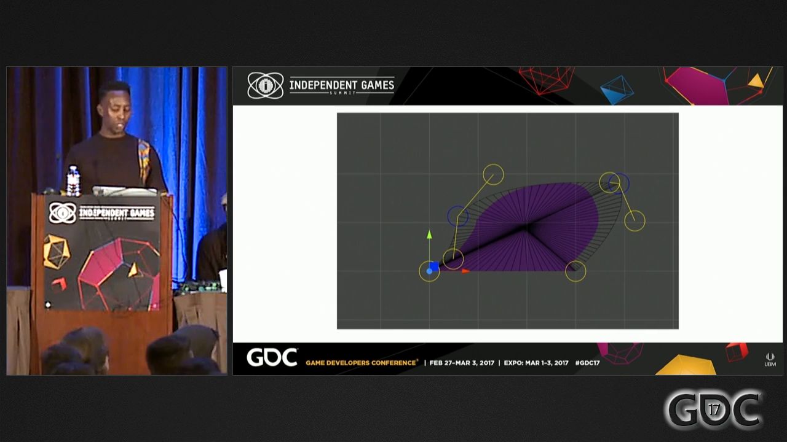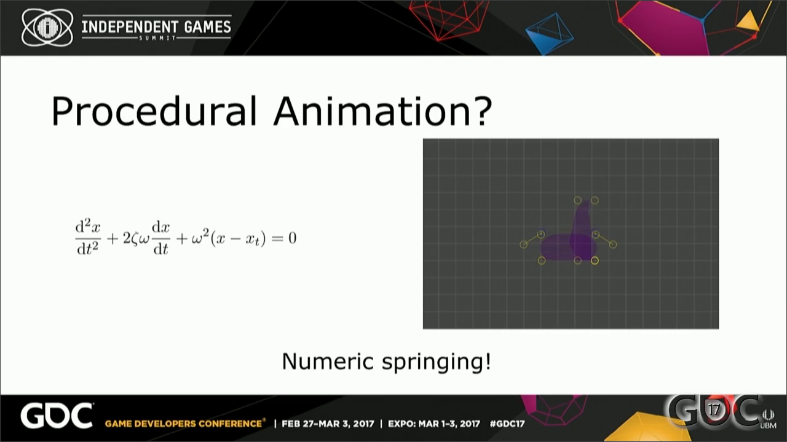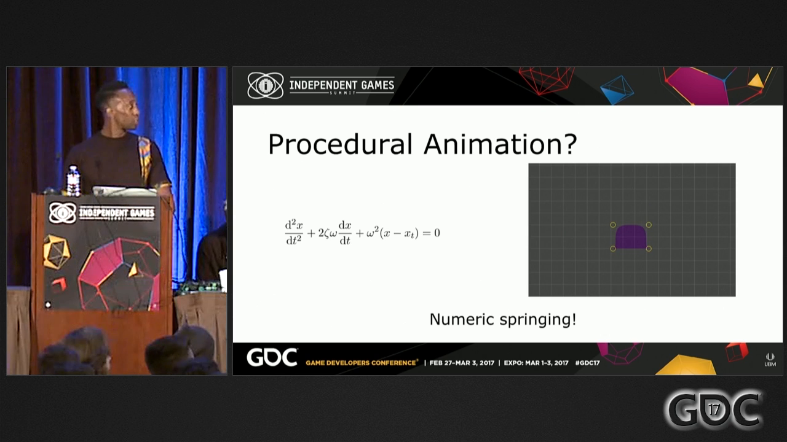But for procedural animation, we just use numeric springing. And that way, you can jump from different key frames into other ones, and it would still look nice and springy and interesting.